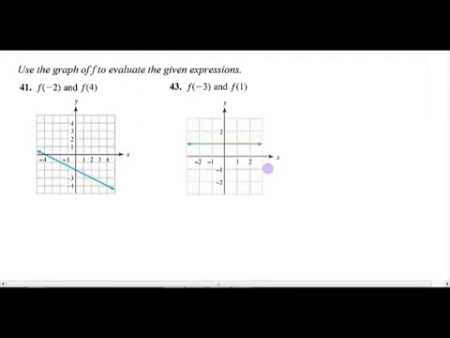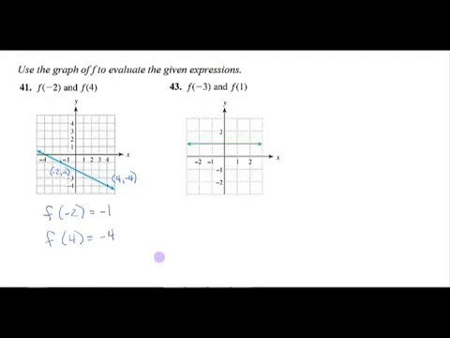Let's use the graph of f to evaluate the given expressions. F of -2 and f of 4. So first f of -2, we'll go to -2 on the x-axis and follow down till we get onto the graph. This is the point -2, -1. So we know that f of -2 equals -1. F of 4, we follow over to the 4 on the x-axis and go down till we hit the graph. That's the point 4, -4. So we know that f of 4 equals -4.